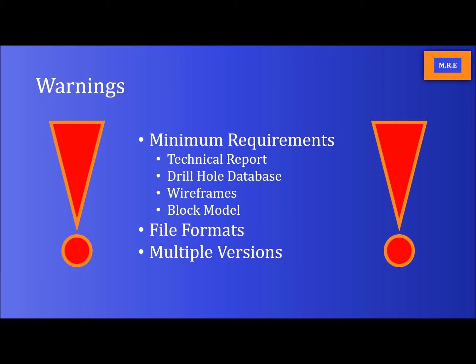During the exercise, there are certain things to watch out for. We've talked about this second bullet point of file formats quite a bit, so keep an eye on that. But also, there are certain minimum requirements. If the data room doesn't have, at the least, a technical report, drill hole data, wireframes, and a block model, all in acceptable format, then we need to raise an alarm and try and work with whomever controls that data room to get the information that we want.